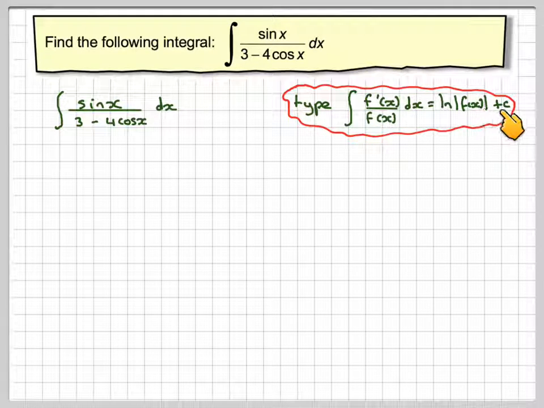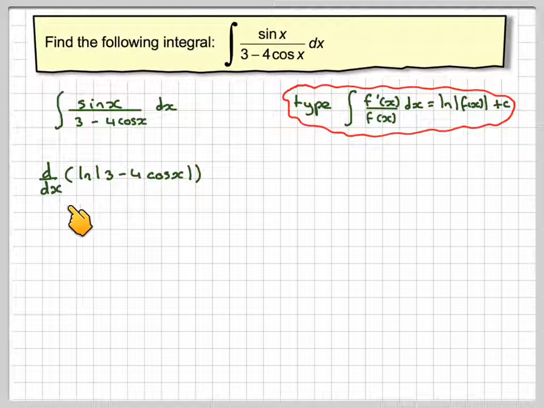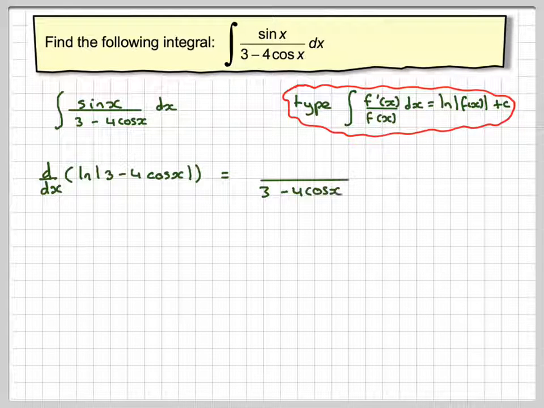which is equal to ln of f of x plus c. So what we're going to do is try ln of the denominator and differentiate back. So doing d/dx of ln of the denominator, so we put the fraction over the denominator, 3 minus 4 cos x.